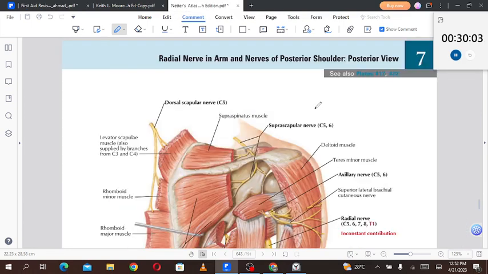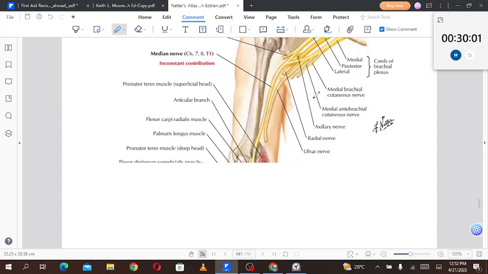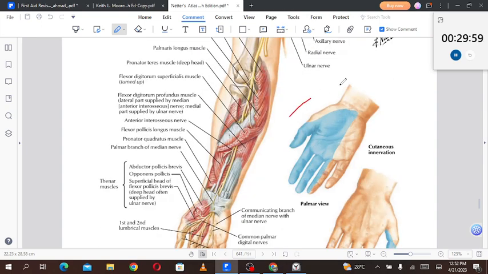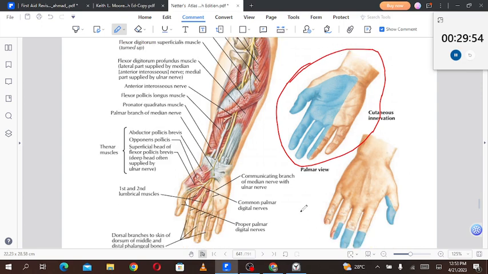There's the radial nerve. Let's go to the median nerve, ulnar, and we have the median nerve over here. So the median nerve supplies this much of your hand, the cutaneous innervation I'm talking about. This cutaneous innervation is coming from the median nerve.